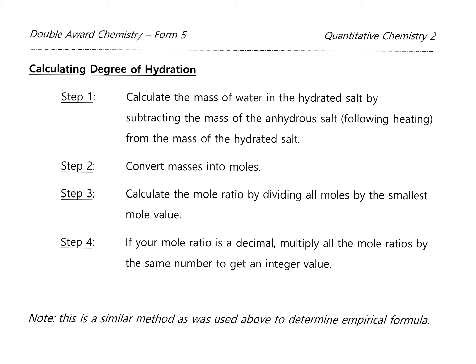So if you look over at the next page, here are the steps to follow when you're calculating the degree of hydration. And this is very similar to the method that we looked at for determining the empirical formula of a metal oxide using experimental data. That time we were heating and the mass was increasing because we were gaining oxygen. But again, we heated until we gained constant mass. But here we will see that the mass will decrease because we're driving off the water.